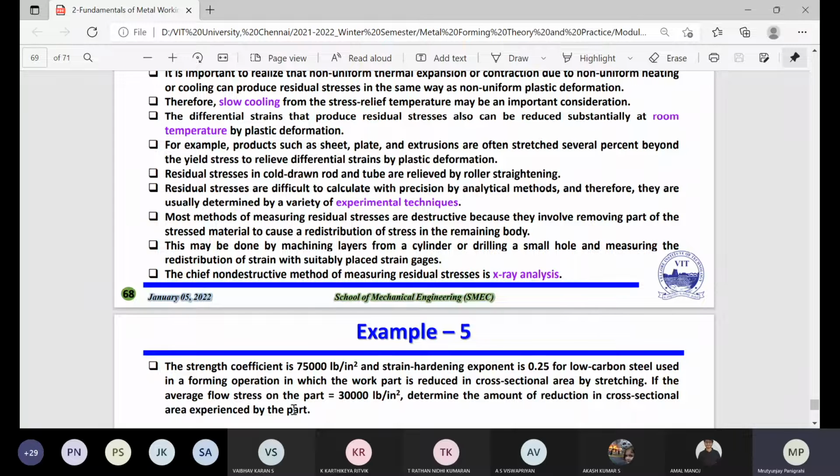The first question is the strength coefficient. Okay, can you see the question in the last? Yes, sir.